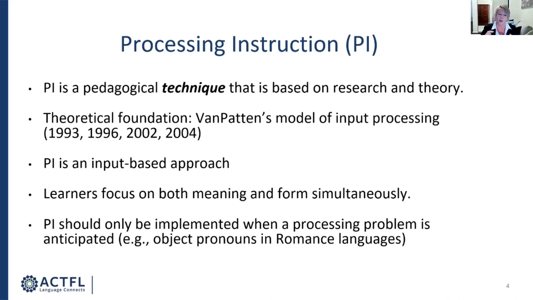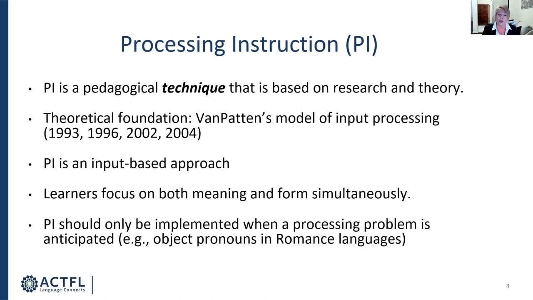So processing instruction is designed to help learners circumvent those flawed input processing strategies in favor of more optimal ones. I especially love it because it's input-based and learners are building an implicit linguistic system. They are focusing on form and meaning simultaneously. And the purpose of processing instruction is to help learners make a correct form-meaning connection. That's the connection between a grammatical form and the meaning that it encodes.